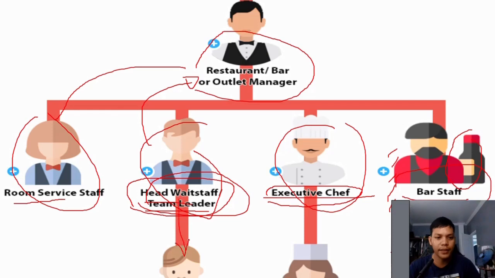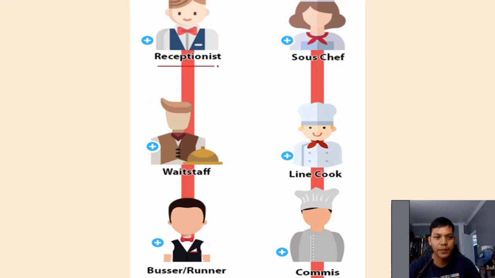Now let's proceed to what is under the head wait staff and under the executive chef. There are two lines here, so we will discuss these two. First, we can see here the receptionist. What are the duties of the receptionist? They will welcome and greet customers upon arrival. They will wait at the door or gate, at the entrance of the dining area, and escort the guests to their tables. He will check the reservations of the guests and coordinate with the wait staff regarding table availability and reservations.